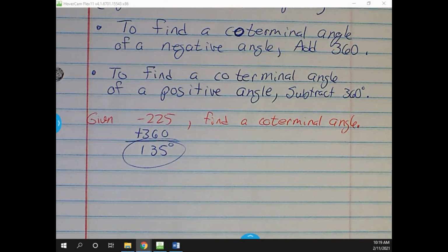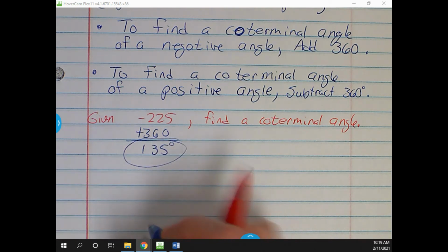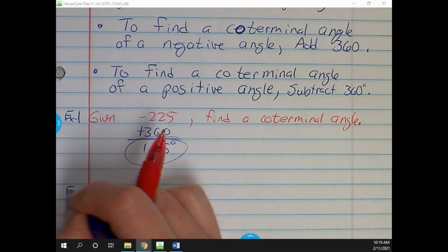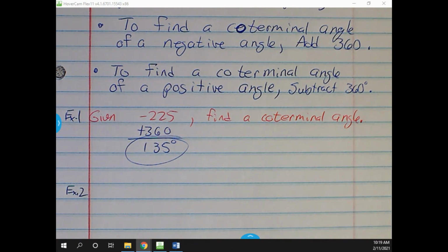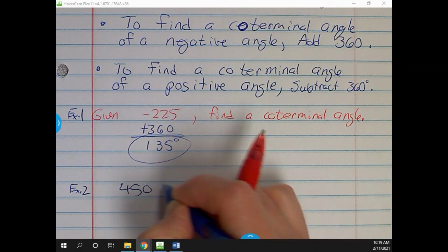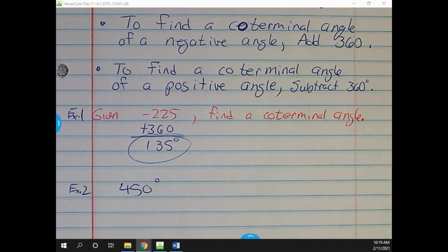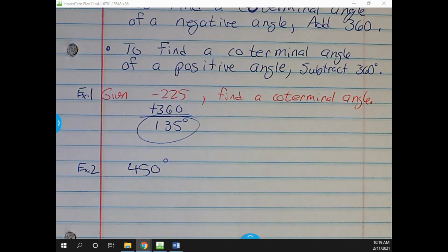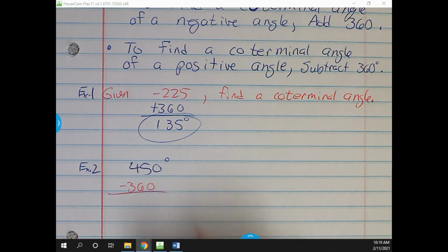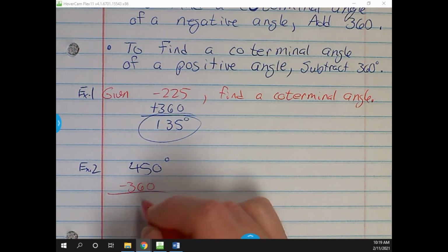So just to give you another one here. So if this was example 1, call it that way. Let's give you one that was like 450 degrees. It's positive. So just subtract 360. So that would be 90.